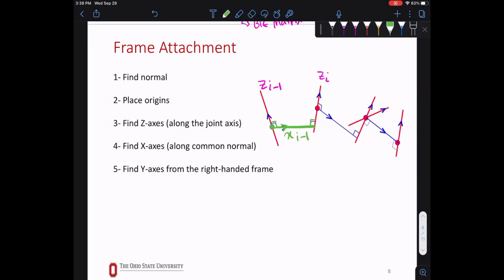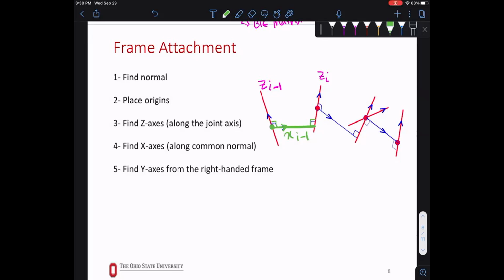Then for y, you just follow the right-hand rule, right? Really, we don't care about the y-axis because these two are important. We find the twist from x, right? And then we find the joint variable from z. Now, move to the next one, the next frame.